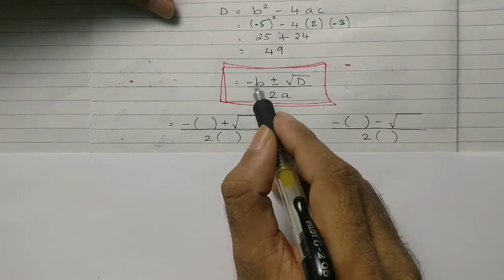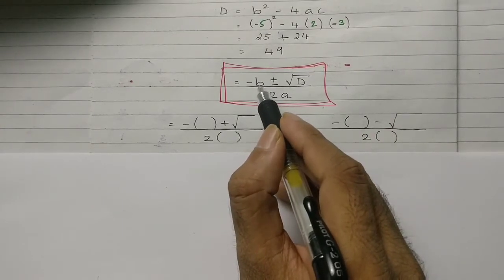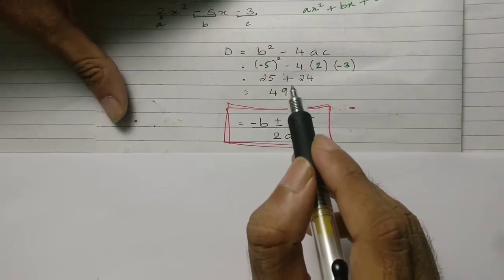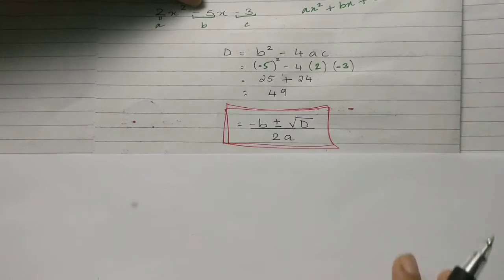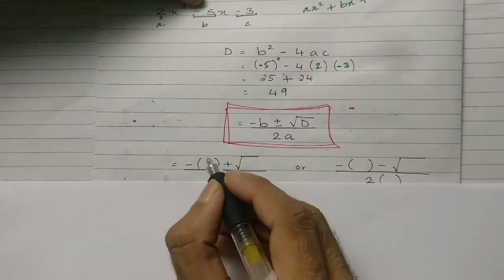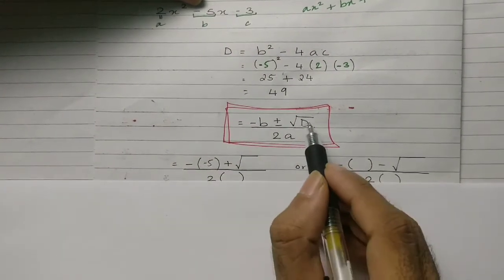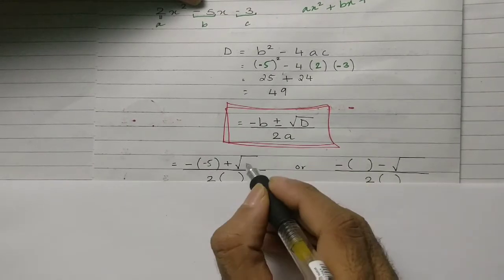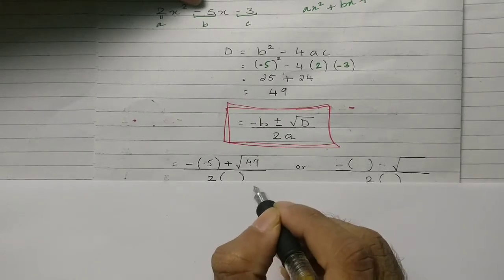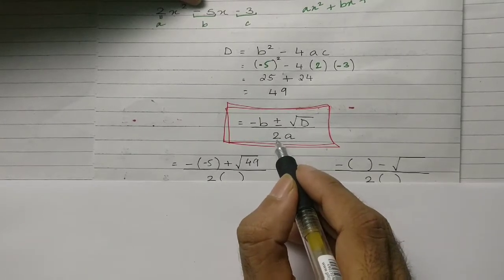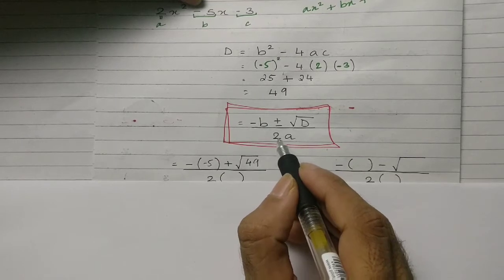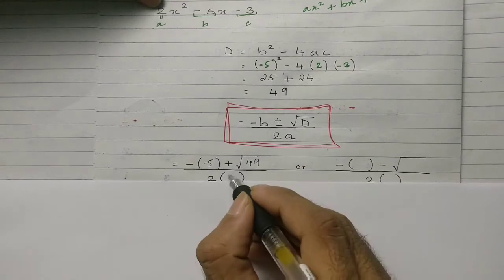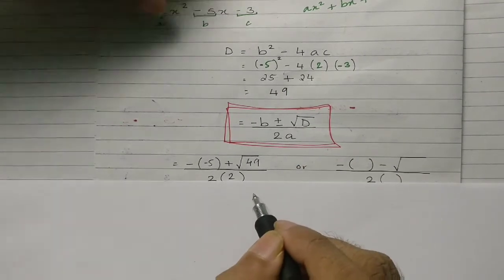So value of b is negative 5. Root is already there. The d value that I've got over here is 49. Okay, so I've written it as it is, and 2 multiplied by the value of a, which is 2 over here. So I've written that as well.